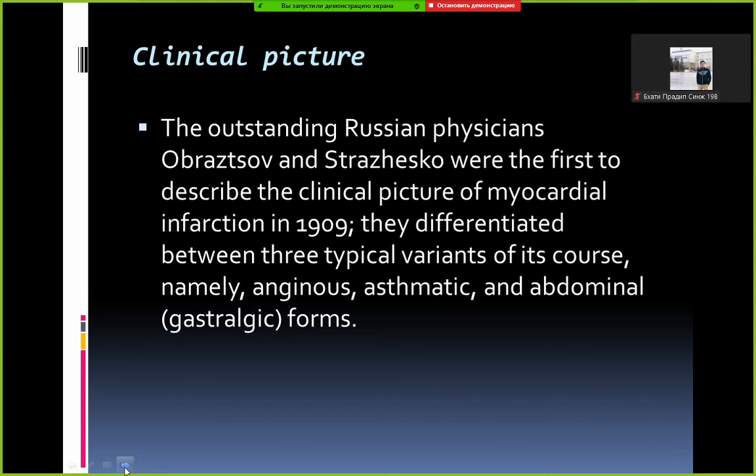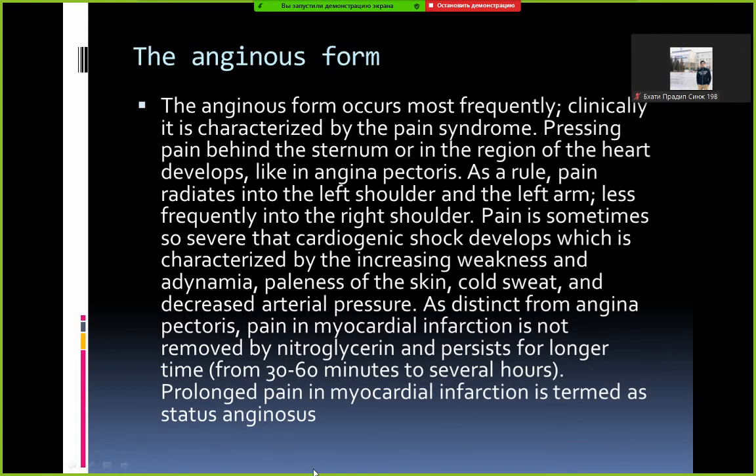Clinical picture. The outstanding Russian physicians Obraztsov and Strazheska were the first to describe the clinical picture of myocardial infarction in 1909. They differentiated between three typical variants of its course, namely anginosus, asthmatic, and abdominal or gastrologic forms. First, the most typical anginosus form of myocardial infarction. The anginosus form occurs most frequently.